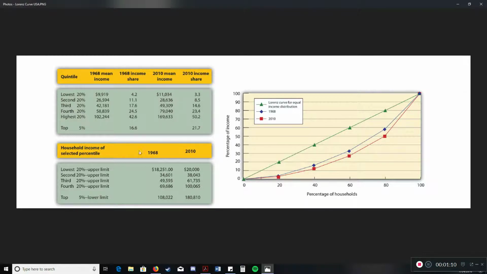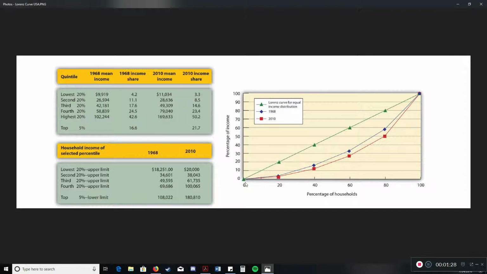As for more information on this income inequality, you can see over here in the lower right box, the lowest 20% only earned $18,251 in 1968 and $20,000 in 2010, while the highest earned $180,000.